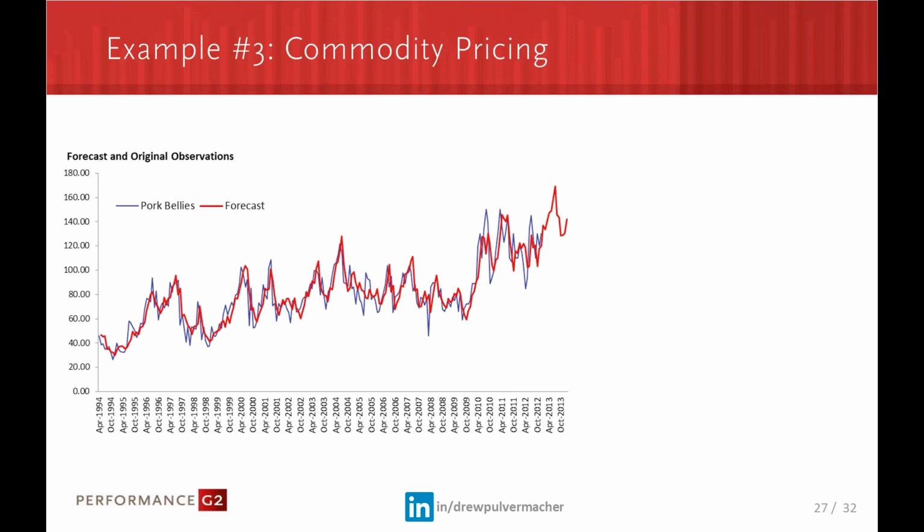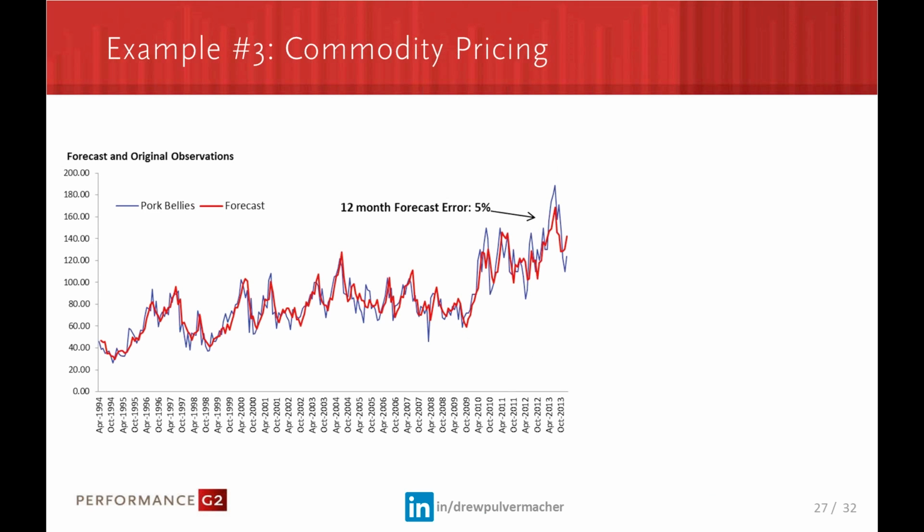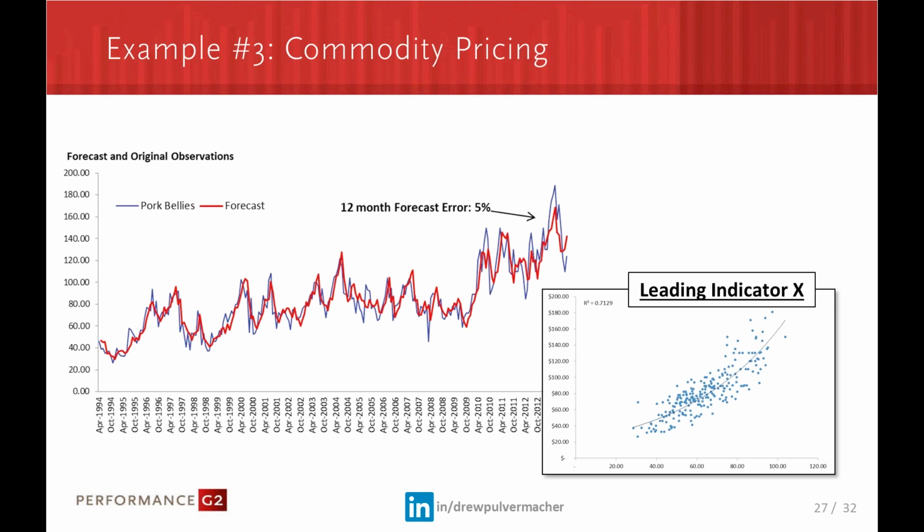So here's, I'm not going to show the details behind how you got here. The forecast and original observations. So the blue line is the actual results. The red one is the actual forecast for 2013. And when we ran this, you know what? We actually had a 12-month forecast error of 5%. Now there's some pretty big variances at the beginning of the year, and we kind of knew that going into this.